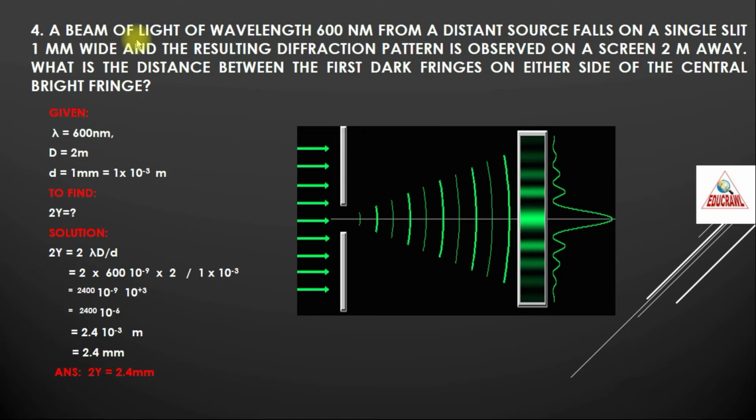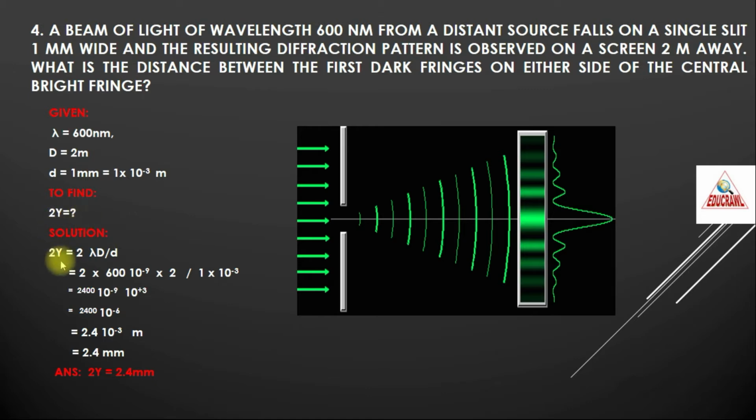Fourth problem. A beam of light of wavelength 600 nanometer from a distant source falls on a single slit of 1 millimeter wide, and the resulting diffraction pattern is observed on a screen 2 meter away. What is the distance between the first dark fringes on either side of the central bright fringe? So the given data is lambda as 600 nanometer, capital D as 2 meter, small d as 1 millimeter, which is equal to 1 into 10 power minus 3 meter. We are supposed to find the distance 2y.